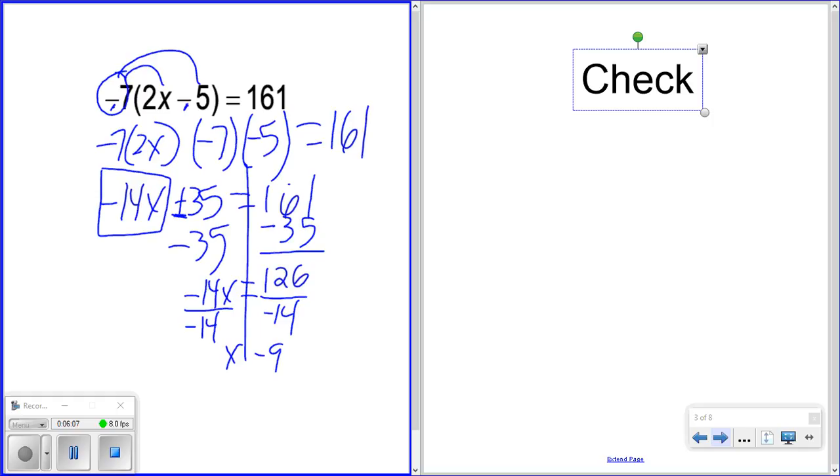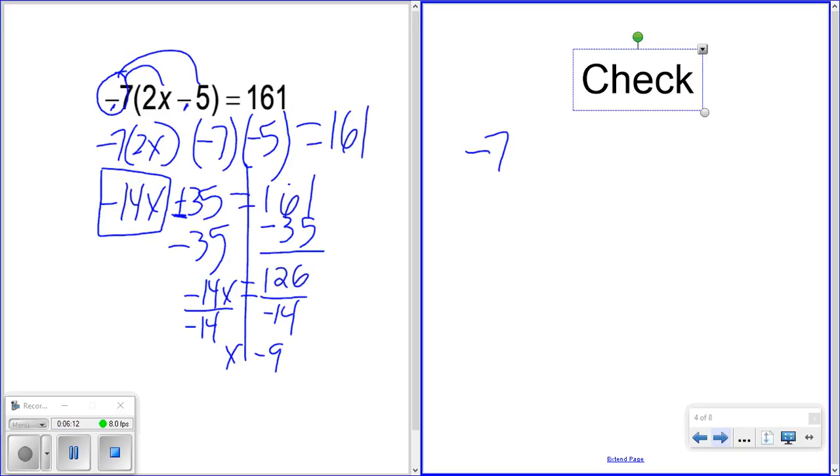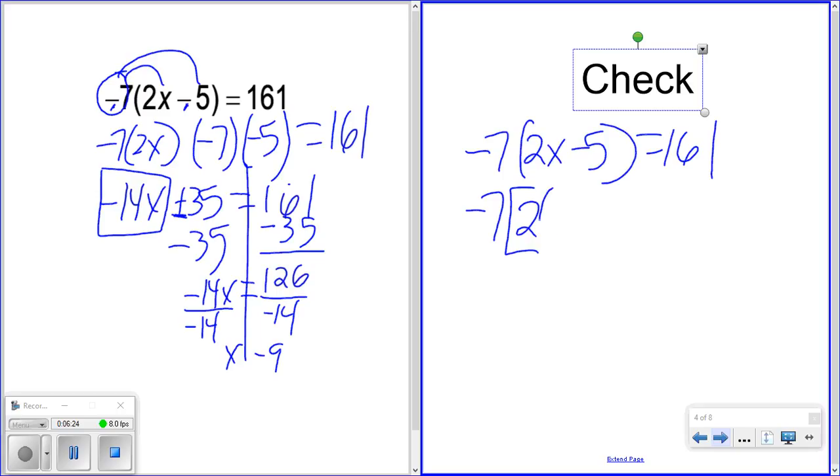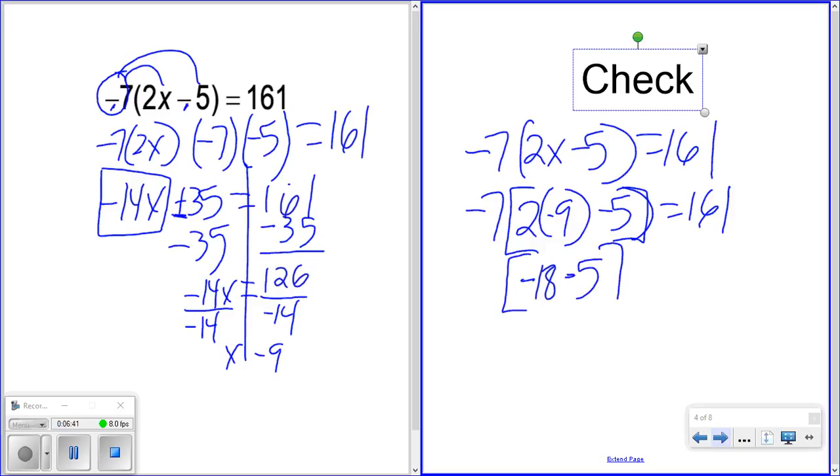Now we're going to go ahead and check our work and see how we did. So we have negative 7, and we're going to just write down what we have: 2x minus 5 equals 161. And then we'll just turn the outer parentheses into a bracket, and we'll substitute that negative 9 in. See how we do here. Okay, so 2 times negative 9 is negative 18, and we're going to minus 5 there, and we're just going to hold the negative 7 outside. And negative 18 minus 5 is negative 23.